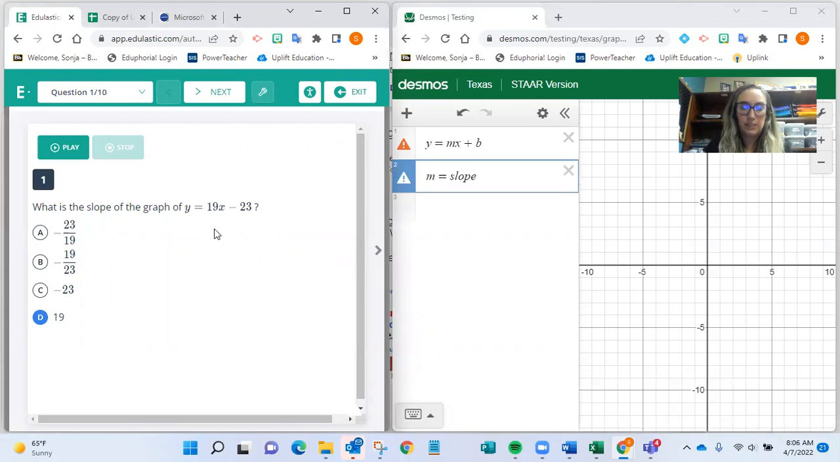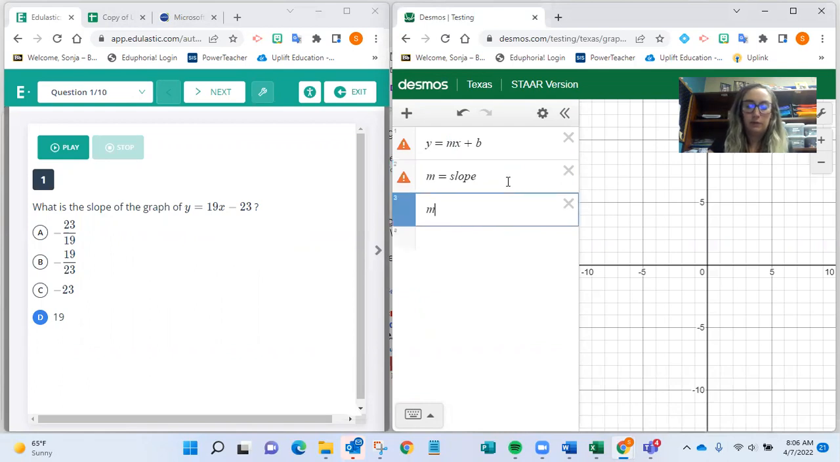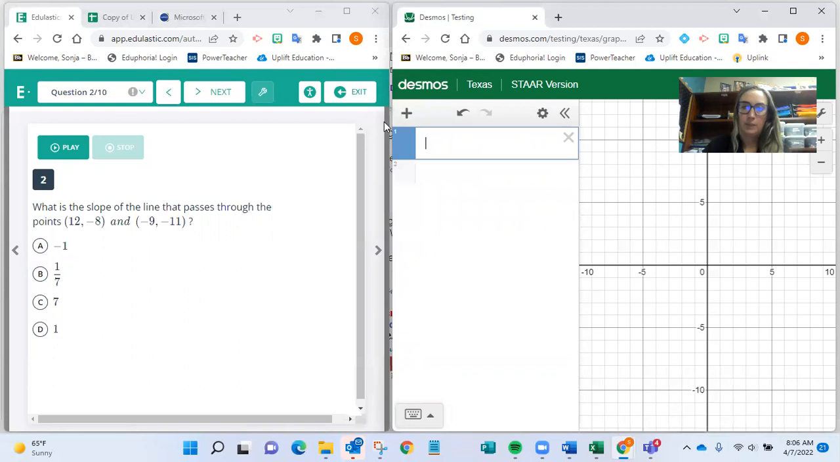So that one was actually pretty easy if we just remembered that m is slope. It's your rate of change and your slope. So m also equals rate of change. Okay. So when we have 2 points, you can do one of two things. You can use a slope formula where you subtract your y's and then subtract your x's. But I'm going to mostly be showing you the table method.